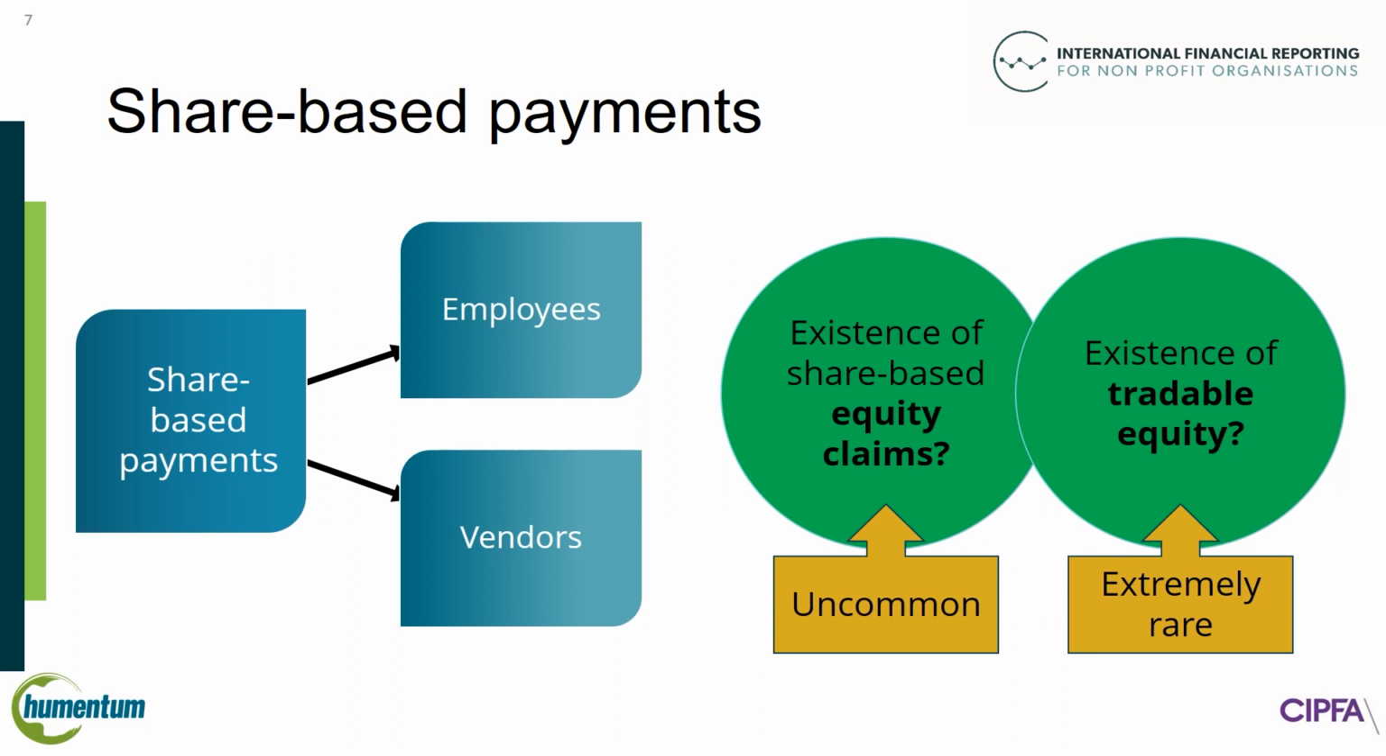There are a few sections, reviewed for ED2, where more substantial alignment changes are proposed, starting with share-based payments. In the IFRS for SMEs accounting standard, Section 26 specifies the accounting for all share-based payment transactions. This includes arrangements with employees or vendors, where shares are provided as part of a payment package. Based on our research, it is uncommon for NPOs to have share-based equity claims. The existence of tradable NPO shares, with commercial value, is expected to be extremely rare.